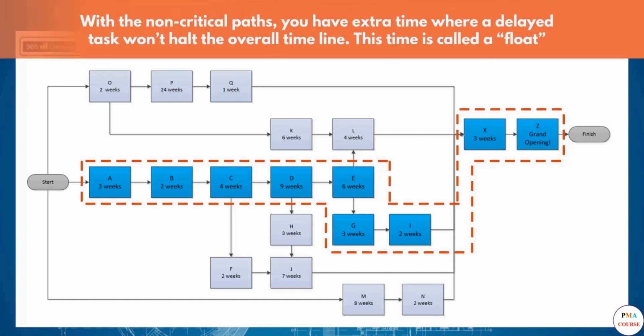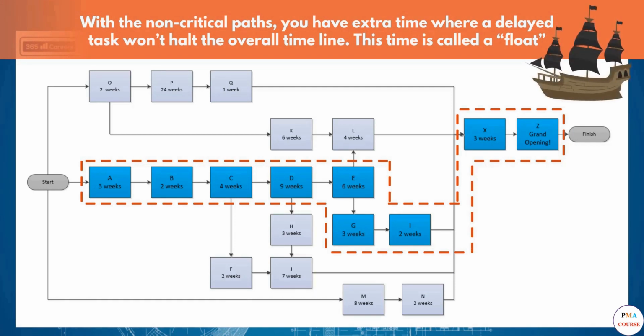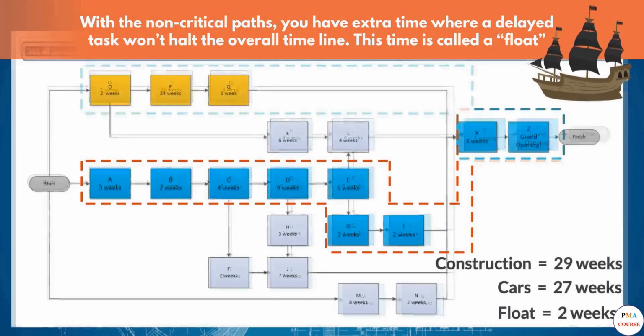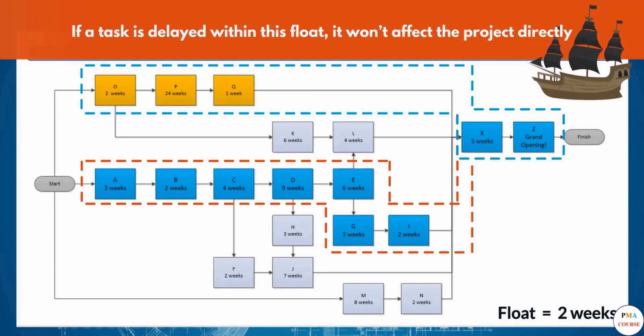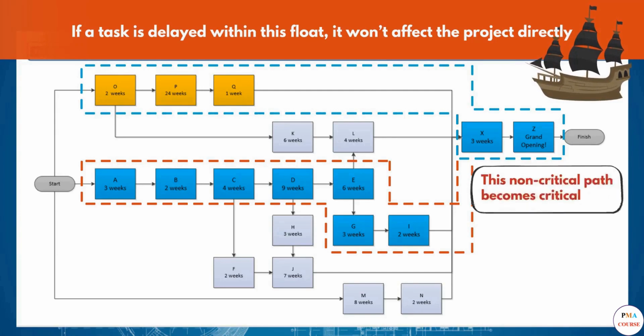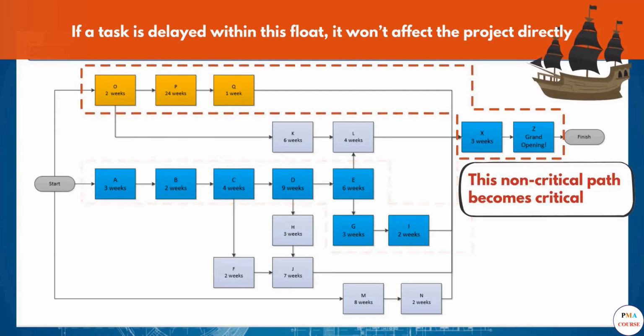With the non-critical paths, you have extra time, where a delayed task won't halt the overall timeline, and this is called a float. As you can see, the car selection and production stream has a float of 2 weeks. Therefore, if a task is delayed within this float, it won't affect the project directly. However, if there is a delay longer than the float, then this non-critical path becomes the critical path.